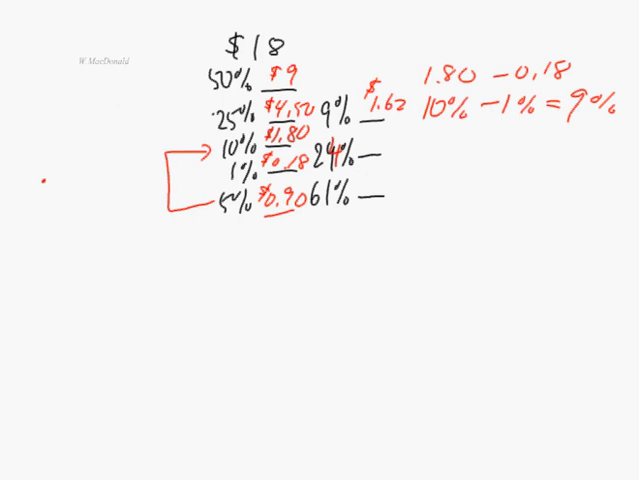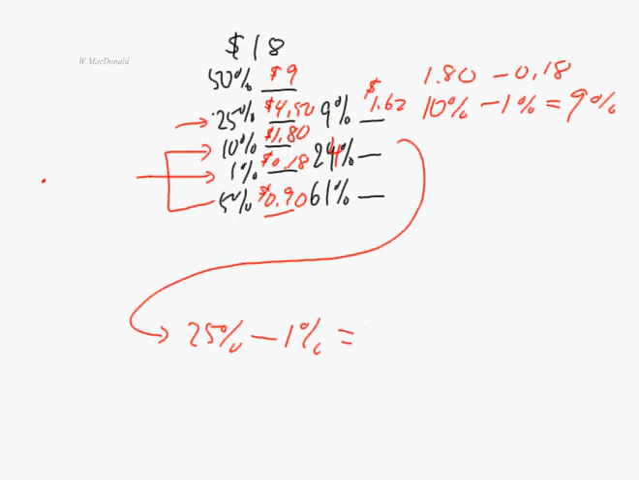For 24%, I'm going to do it down here. 24%, you're going to take 25%, which you know already. Take away 1%, which you know already, and you'll get 24%. So 25% is $4.50. 1% is 18 cents. $4.50 take away 18 cents. Well, $4.50 take away 10 is $4.40. Take away 8 more cents is $4.32.